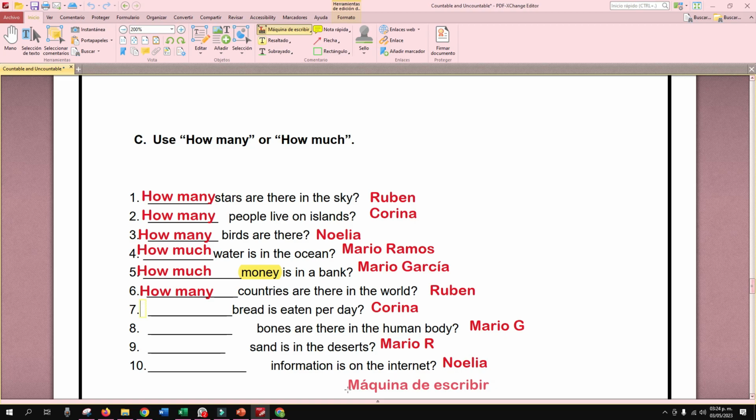Miss Cody, bread is eaten per day. Bread. How much bread is eaten per day? Excellent, right? How much bread is eaten per day? Excellent.